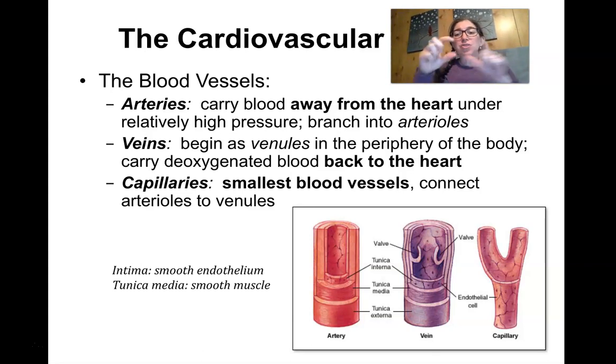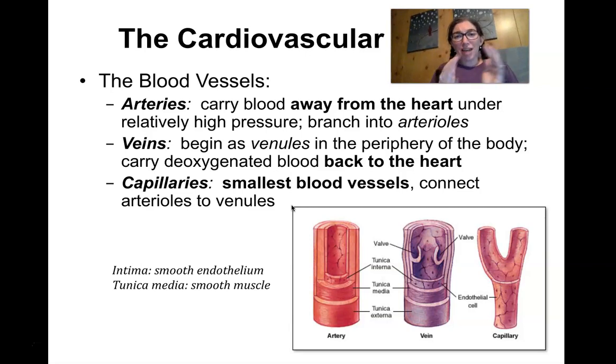The arteries will branch into smaller arteries, which we call arterioles, which then will ultimately branch into capillaries. And capillaries are the smallest blood vessels, and they are where gas exchange occurs. So where oxygen leaves the blood to go into the tissue, and carbon dioxide leaves the tissue, goes into the blood to be taken to the lungs to be expelled. So any blood that's going back toward the heart is traveling through a vein. So therefore veins usually carry deoxygenated blood.